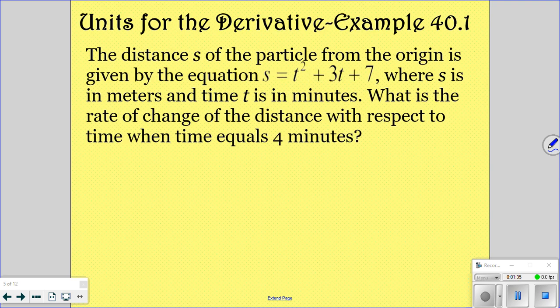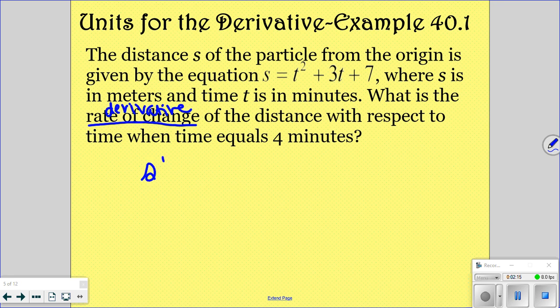So looking here, the distance s of the particle is given by the equation s equals t squared plus 3t plus 7, where s is in meters and the time is in minutes. What is the rate of change of the distance with respect to time when time equals 4? So anytime you see rate of change, that is talking about the derivative. So it says, what is the rate of change? That is, what is the derivative with respect to time when time equals 4? So basically, what is the derivative of the distance?